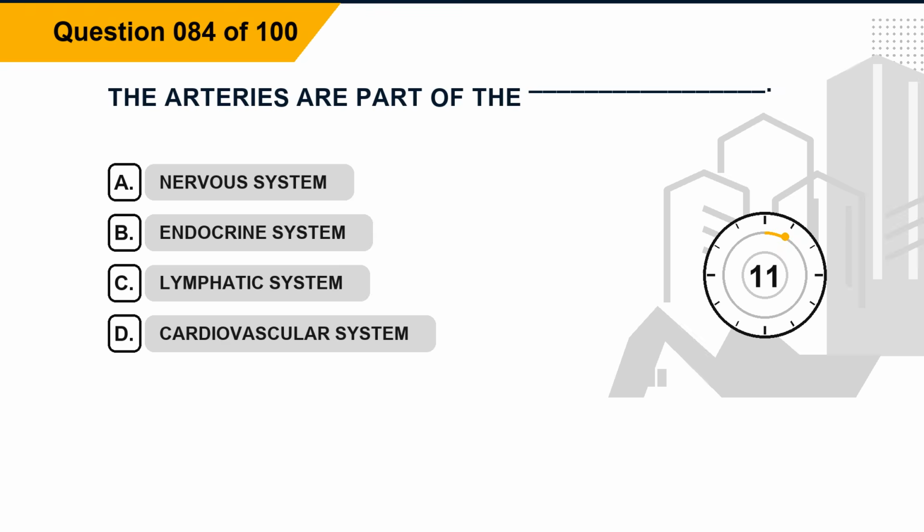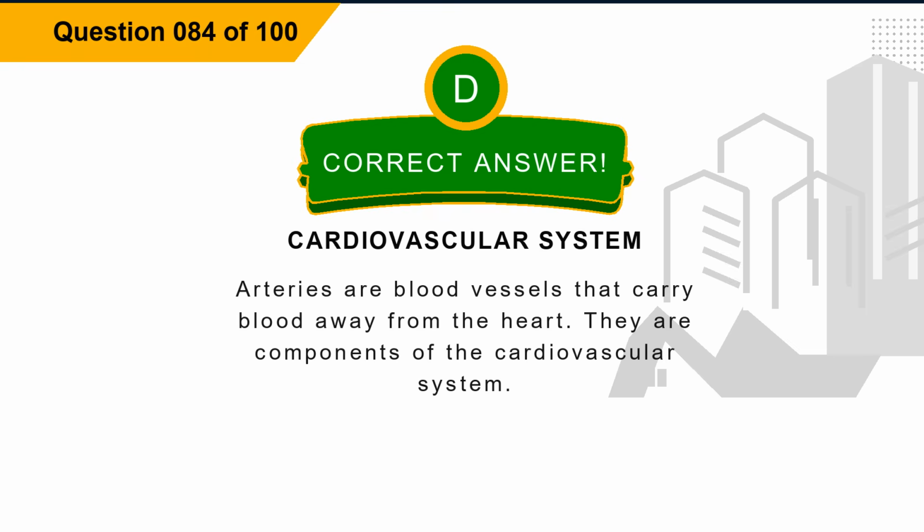Question 84. The arteries are part of the blank. Option A, nervous system. Option B, endocrine system. Option C, lymphatic system. Option D, cardiovascular system. The correct answer is option D, cardiovascular system. Explanation. Arteries are blood vessels that carry blood away from the heart. They are components of the cardiovascular system.